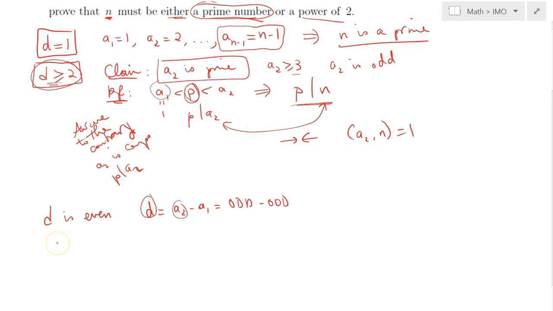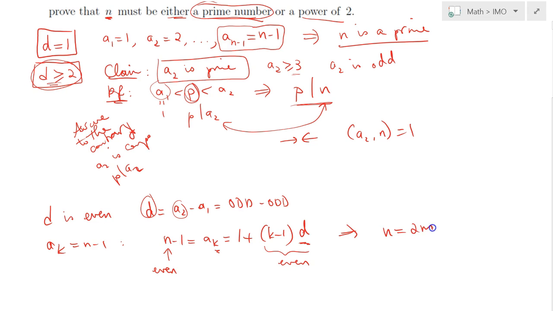And as we said earlier, the last term in the sequence, a sub k, is equal to n minus 1 as well. Knowing that a sub i is an arithmetic progression, n minus 1, which is equal to ak, is simply equal to 1 plus k minus 1, because it's the kth term in the arithmetic progression, times d. But since d is even, this whole thing is even, and the ones are both odd, so therefore n is even. So this implies that n is equal to 2 times m.